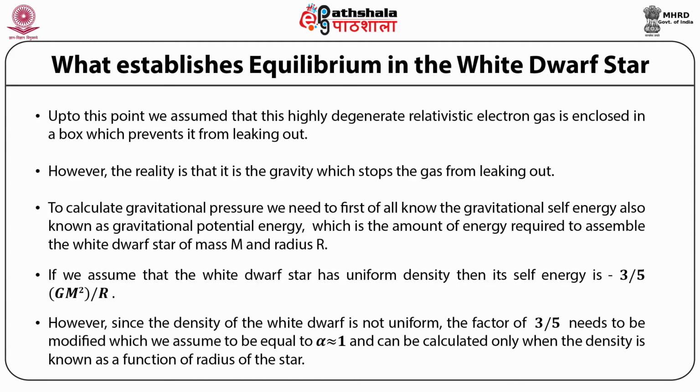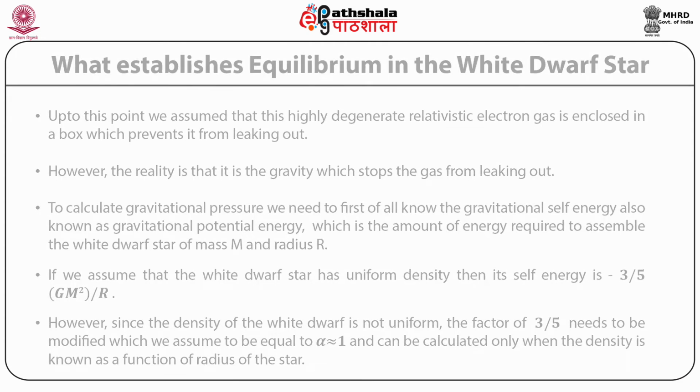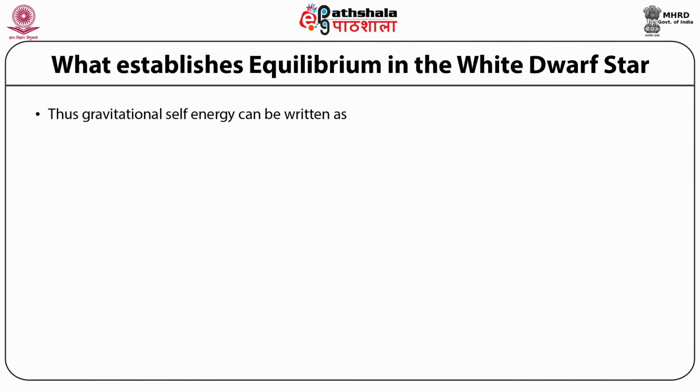However, since the density of the white dwarf is not uniform, the factor of 3/5 needs to be modified, which we assume to be equal to alpha, approximately equal to 1, and which can be calculated only when the density is known as a function of the radius of the star. Thus, the gravitational self-energy can be written as U(R) is equal to minus alpha GM²/R.